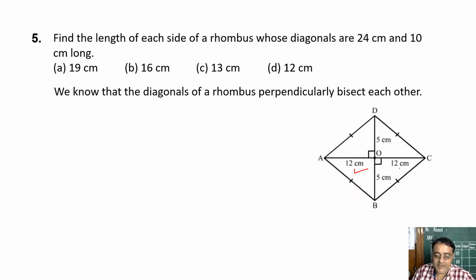This is clear. 12 12 कैसे हुआ? और ये 5 5? Because diagonals bisect each other. So this is the longest diagonal, 24 is given, so 12 12, and this is the shortest diagonal, it is given 10, so 5 5.